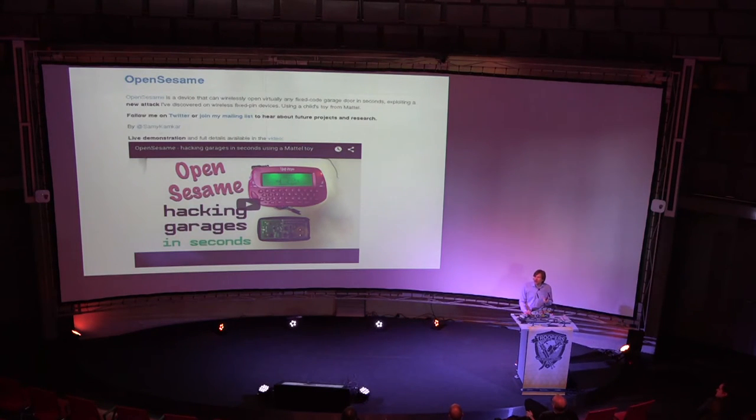And he also put out some other tools and techniques like his roll jam attack, which was a jamming and replay attack on rolling code systems. And he was doing this, reverse engineering last year a lot of different remote keyless entry systems for automobiles and different garage door openers.